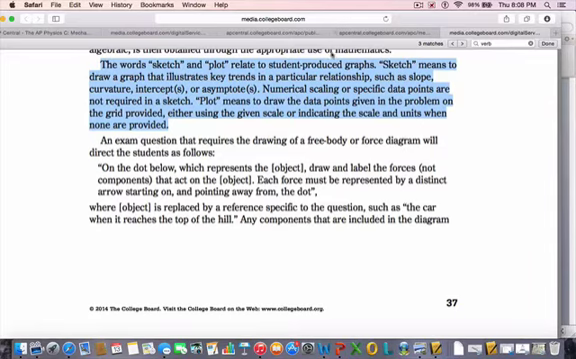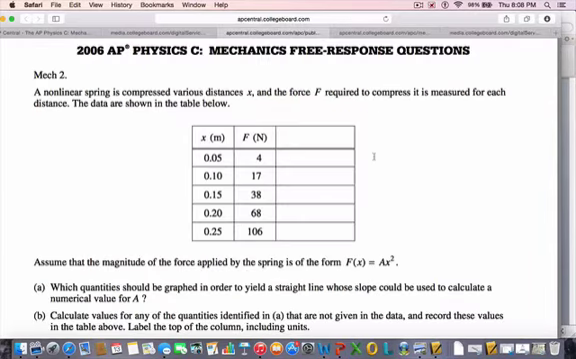So I want to show you an example question now. I'd like you to pause and read what's on the screen here so you understand the question. My best guess is a lot of you guys read this and said, I don't know what a nonlinear spring is. How am I possibly going to solve this problem?